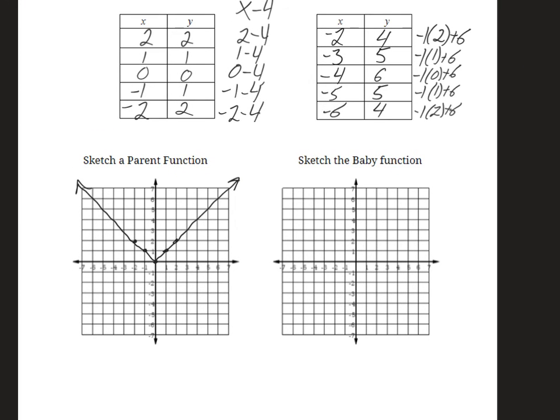So we're going to go over to -2. We're going to go up to 4. -3, we're going to go up to 5. -4, we're going up to 6. -5, up to 5. -6, up to 4. So it's going to look something like this.